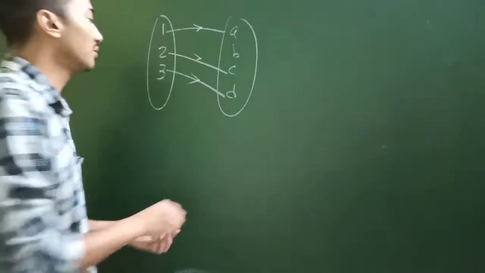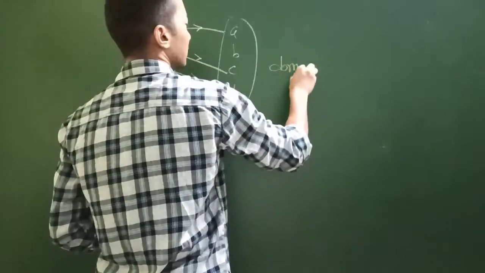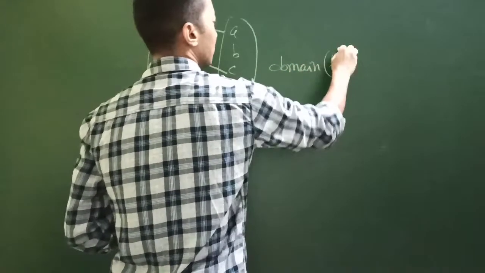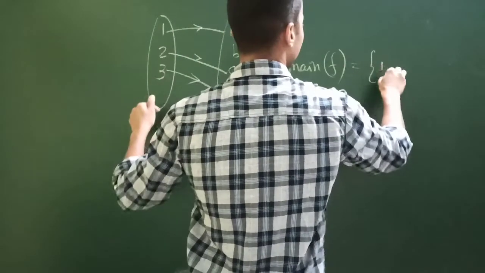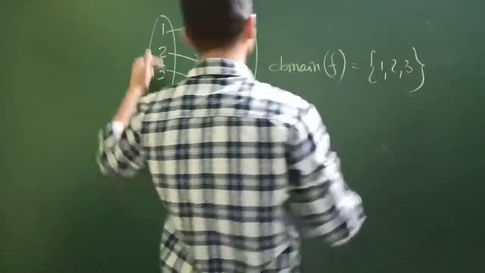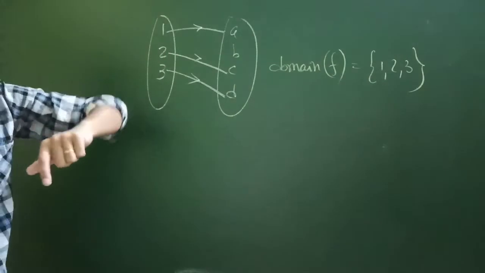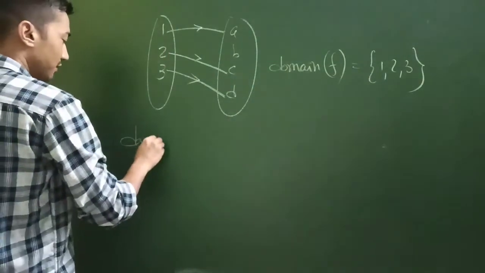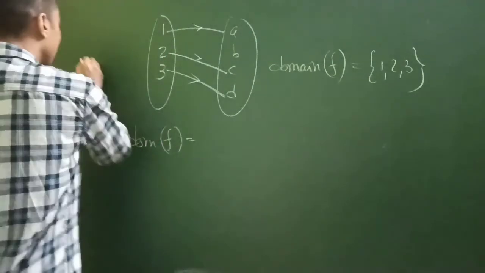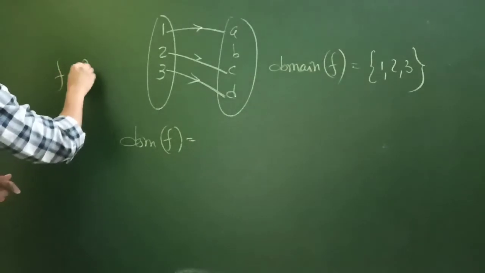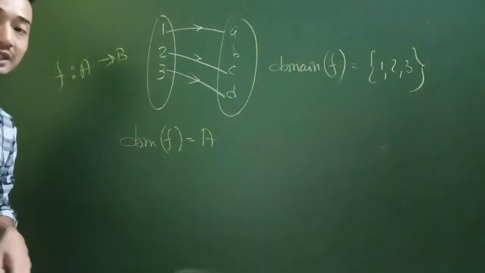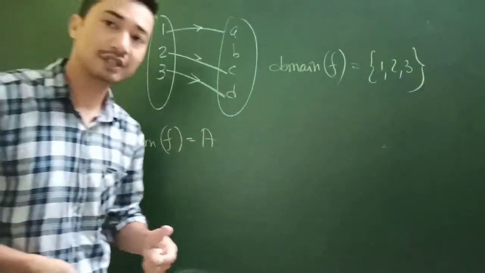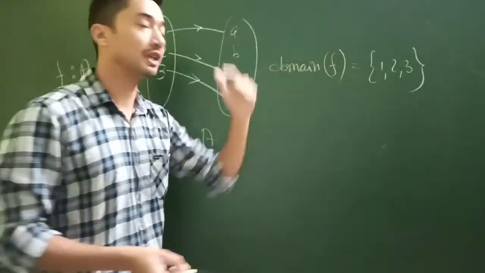So what is going to be our domain? Domain of the function f. Domain of the function f will be the set of the first order elements 1, 2, 3. Definitely this will be the entire set A itself. So from the definition, if a function is defined from A to B, then domain of f will always be the set A because every element should have an image. So every element means the domain.